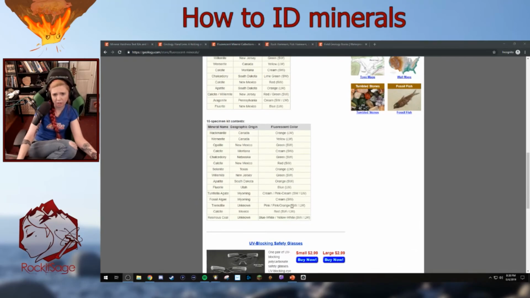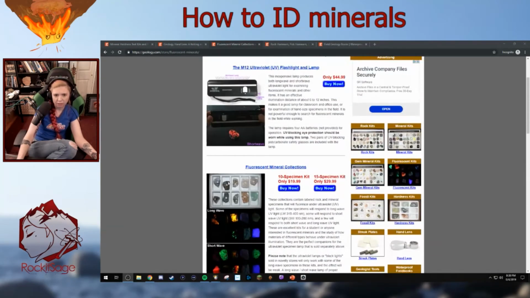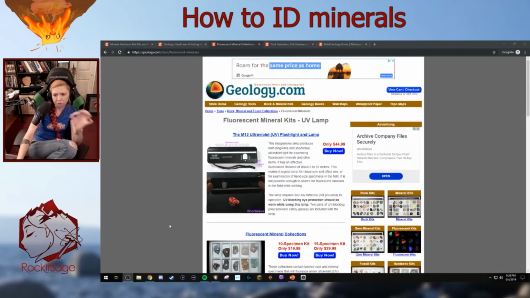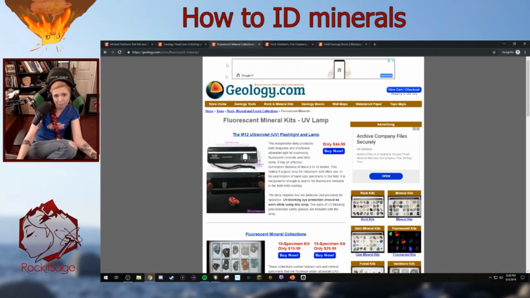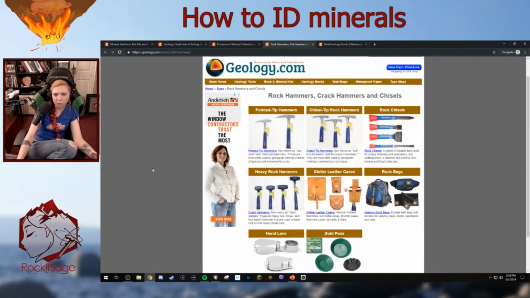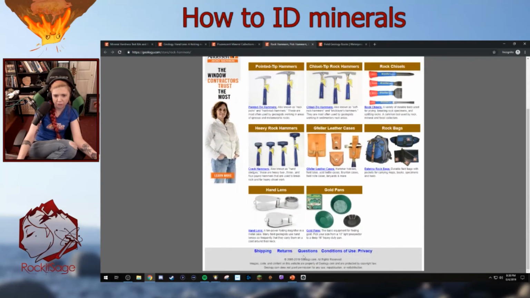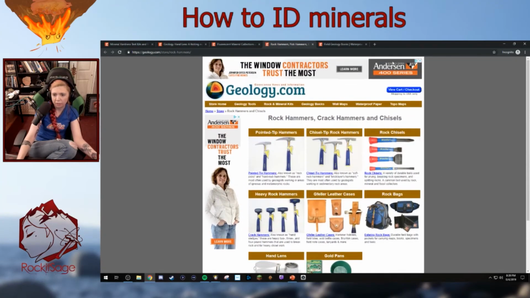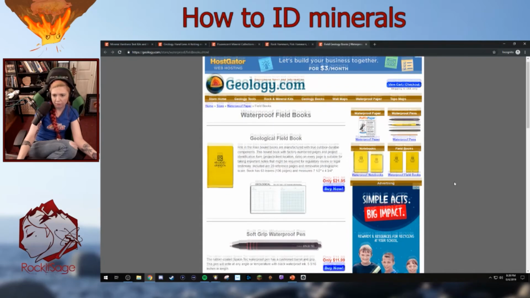The fluorescence color, this is actually pretty interesting. I don't have this kit, but I do have a small group of minerals that are fluorescent. So you can buy that if you want to. It's kind of fun. Rock hammers, of course, I've showed you guys these in the field. Hand lenses are what I don't know why. I've never used a gold pan in my life, except as a kid to have funsies.